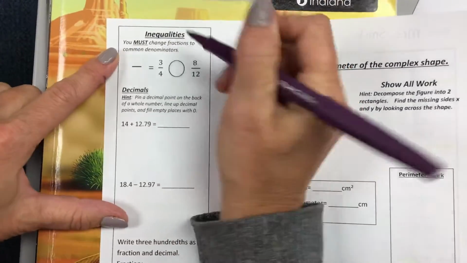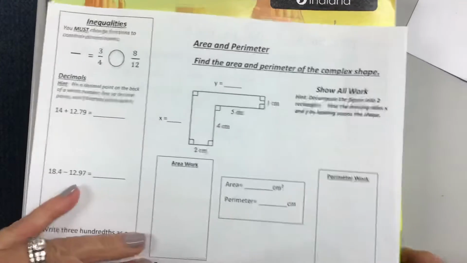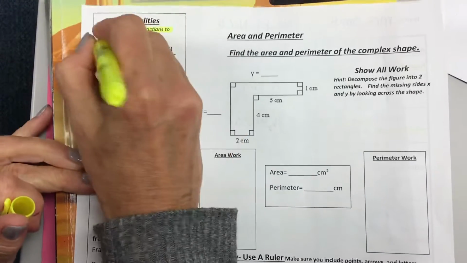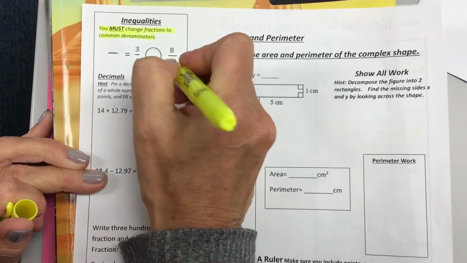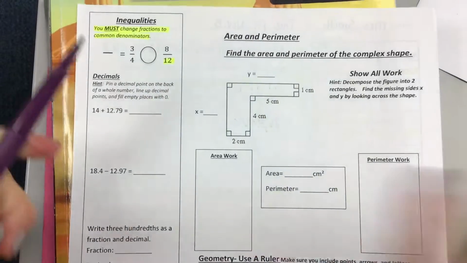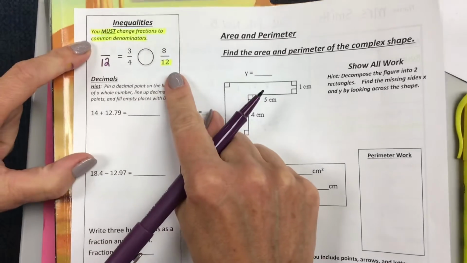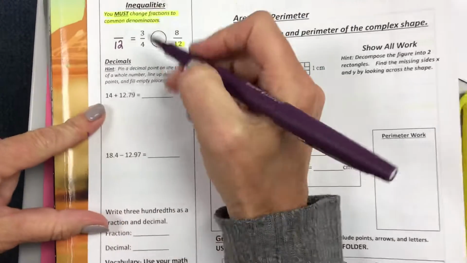Inequalities. Remember that you have to change this fraction so that it has a common denominator. The common denominator needs to be 12. Then you can easily compare your fractions.